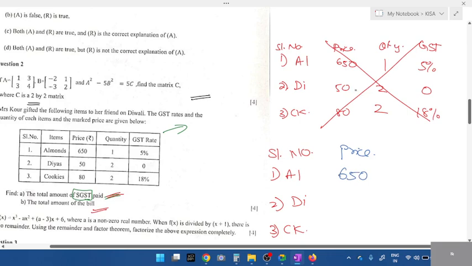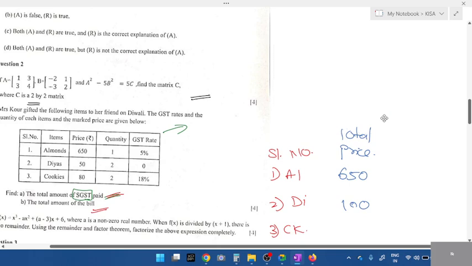And for diya, what is the price? How much is 50 into 2? 100. Write it like this. Total price 100. Because definitely you won't have space and you'll get confused, so don't do it like this. Let me write. Total price is 650 and 100. Next for cookies, 18 into 160. Write it like this.